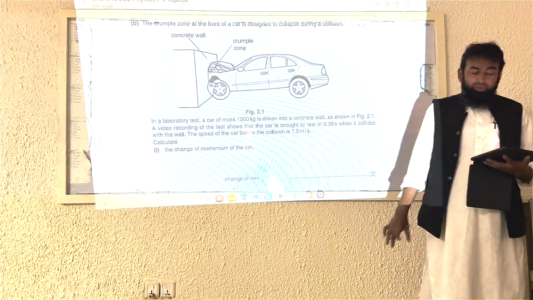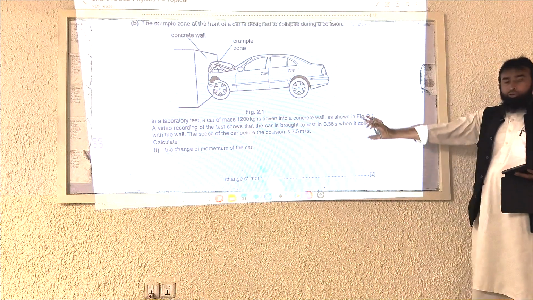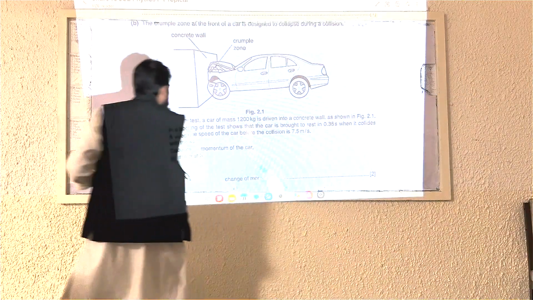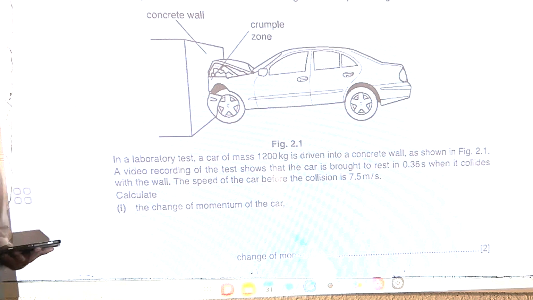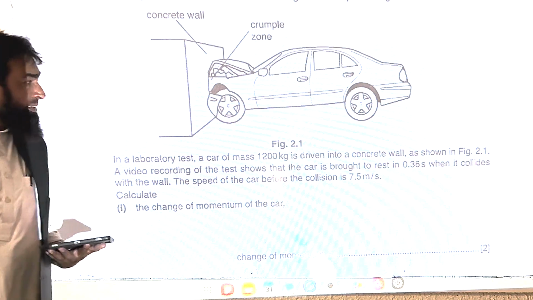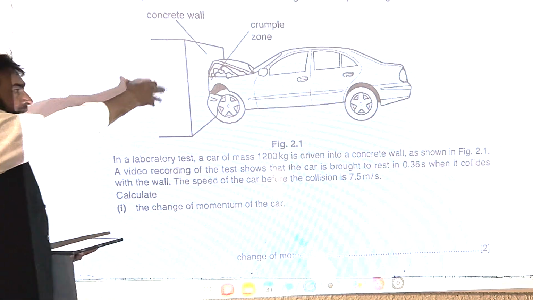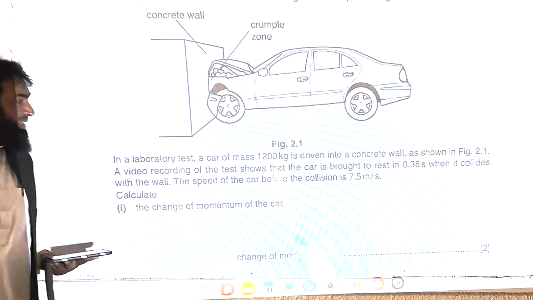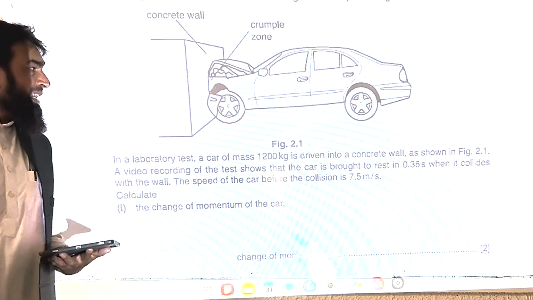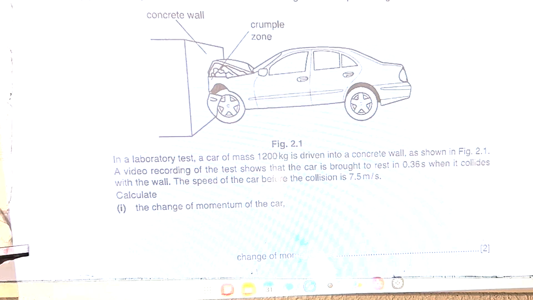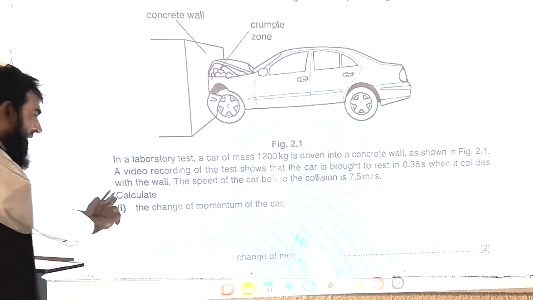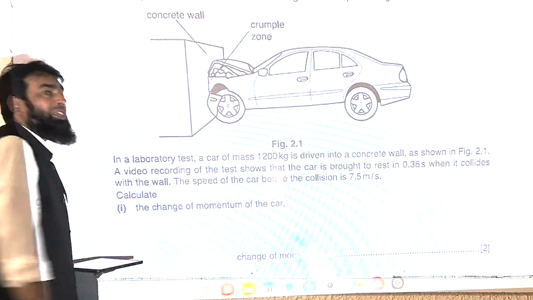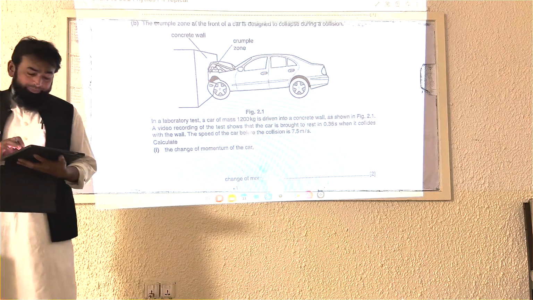Now here you can see that in a laboratory test, a car of mass 1200 kg is driven into a concrete wall as shown in the figure. You can see that there is a concrete wall and the car is like this. A video recording of the test shows that the car is brought to rest in 0.36 second when it collides with the wall. The speed of the car before the collision is 7.5 meter per second. Now, we have to calculate the change of momentum of the car. How to find out the change of momentum of the car?